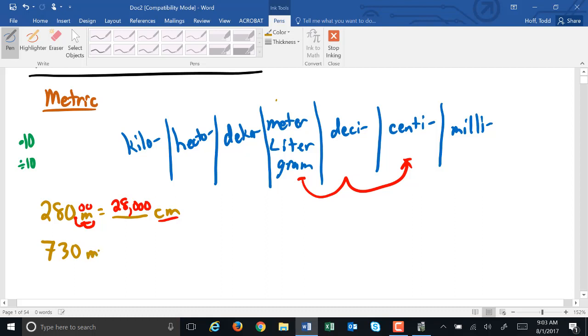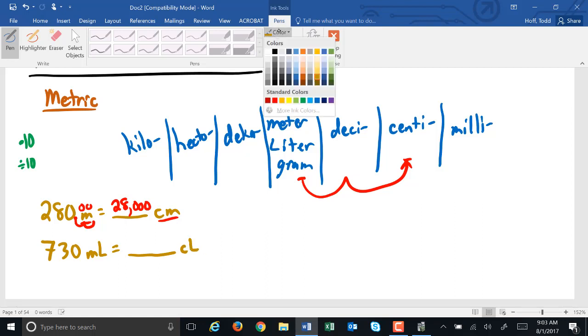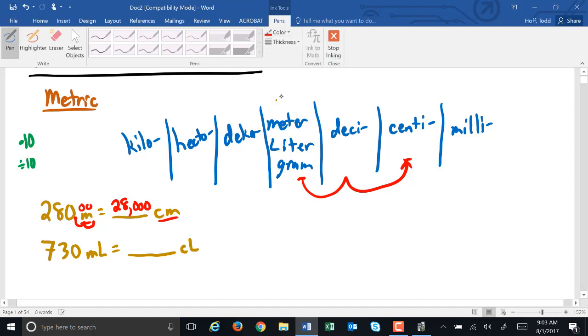If I have 730 milliliters, I need to convert it into centiliters. Same type of thing, milliliters to centiliters. On the chart, here's milliliters. To get to centiliters, I move 1 spot to the left. So that means my decimal point has to move 1 spot to the left. 73 centiliters.